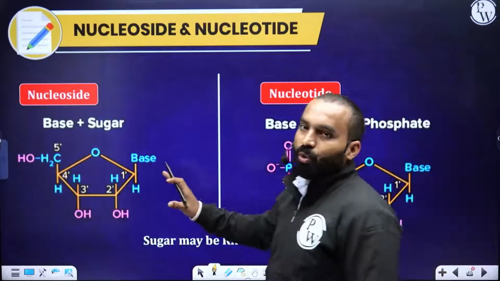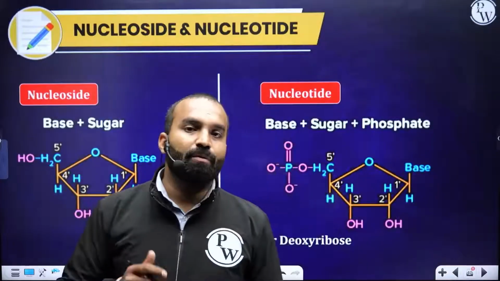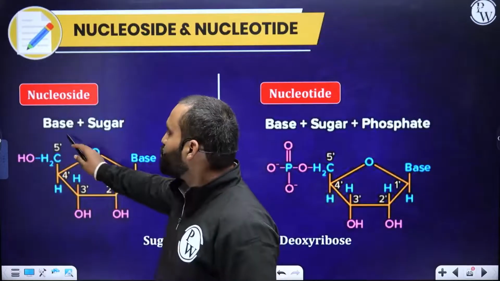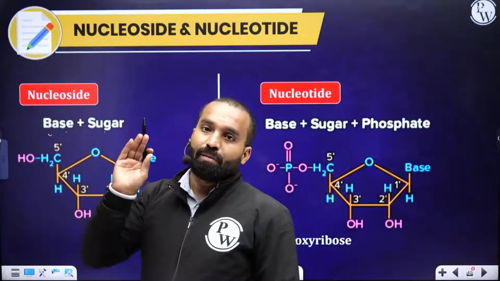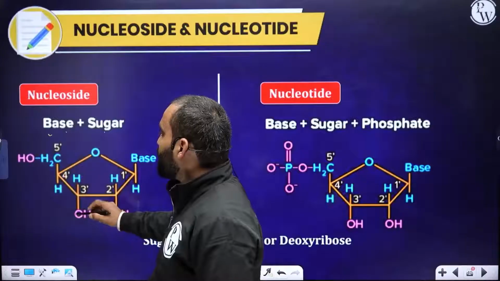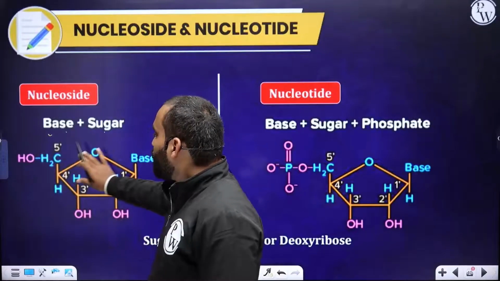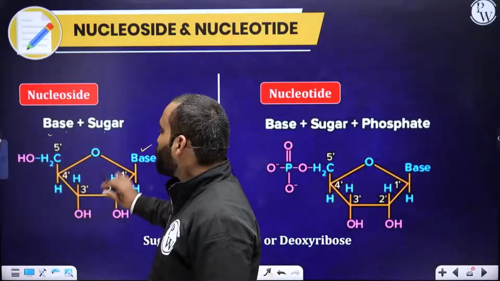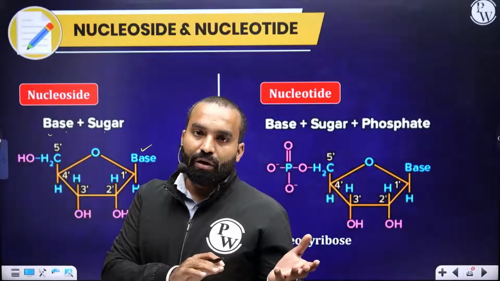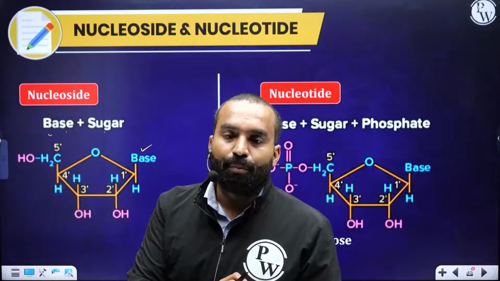So this is a nucleoside which is made up of 2 units. One is called sugar and the other the base. As I told you, base always comes first. Then comes the sugar. This is the structure of the base, connected over here. Base can be of 2 types, purine and pyrimidine.